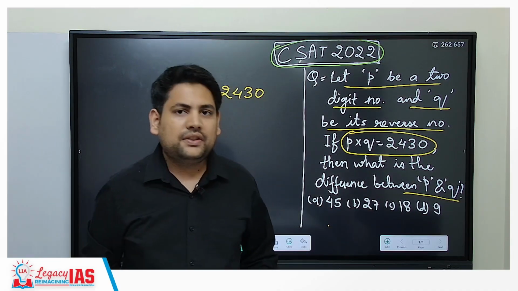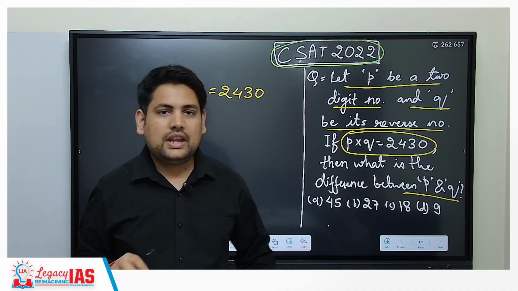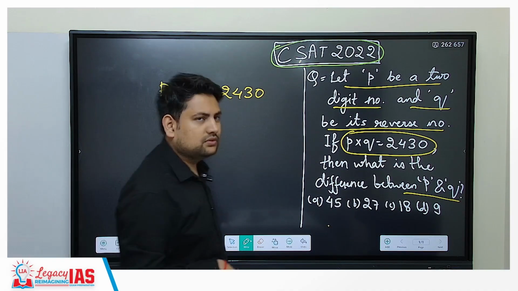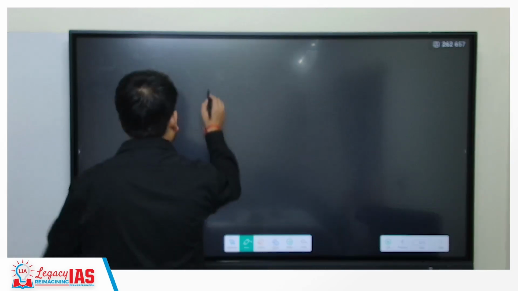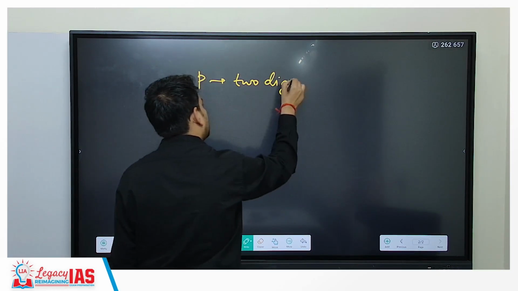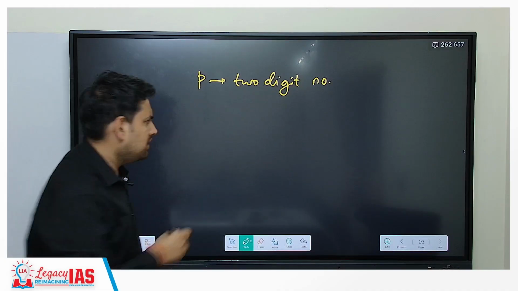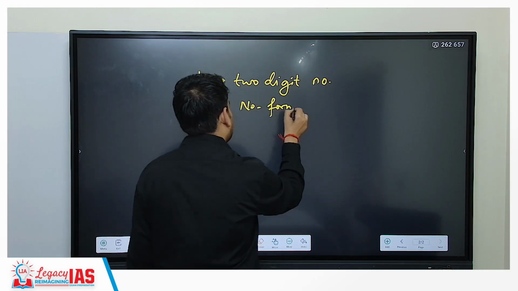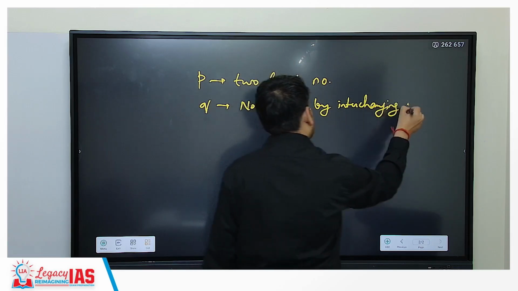Now, if the numbers are formed by interchanging its digits, what we know is that their difference would be a multiple of 9. That much we know. Let me tell you this also. This concept is not directly used in this question, but you can learn it. So P is a 2-digit number and Q is a number formed by interchanging its digits.